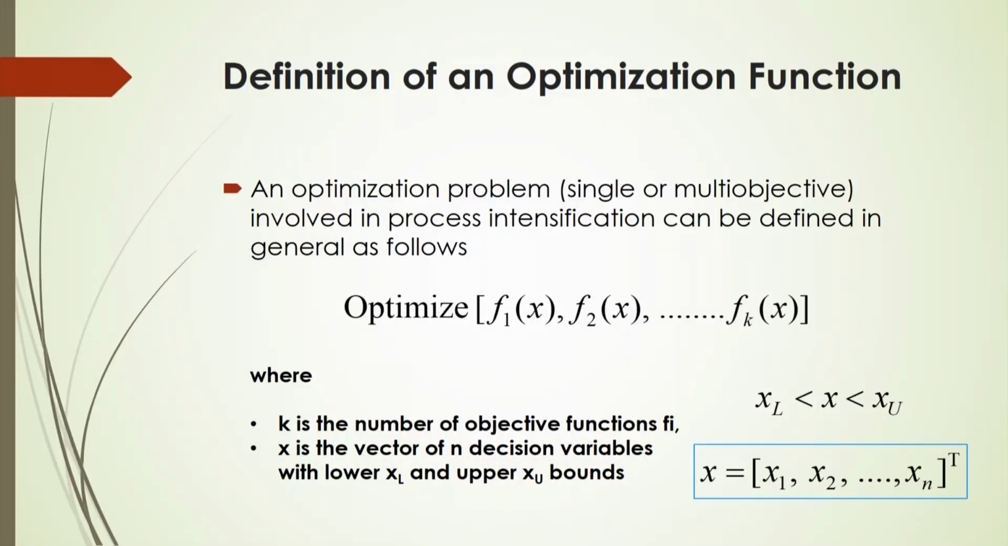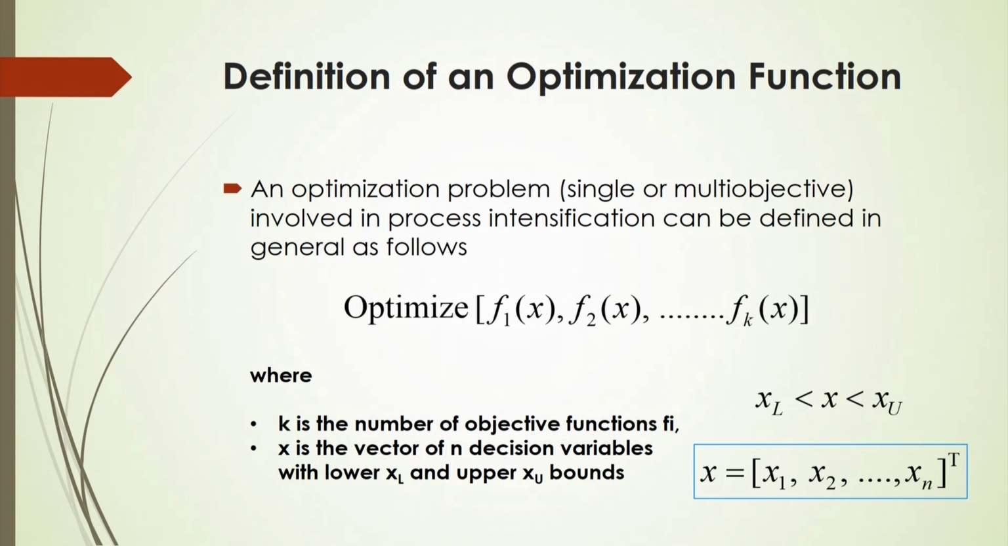What is the definition of the optimization function? How to define the optimization function? An optimization problem, single or multi objective, whatever is involved in process intensification, can be defined based on different operating variables. Now, you have to write this optimization problem as optimize f1(x), f2(x), dot dot dot fk(x), where x is the vector of n decision variables with lower bound and upper bound.